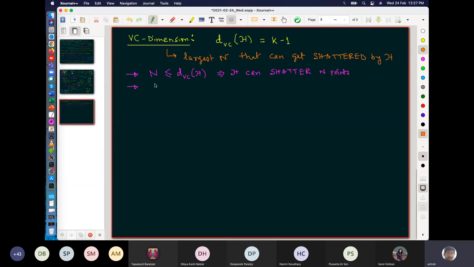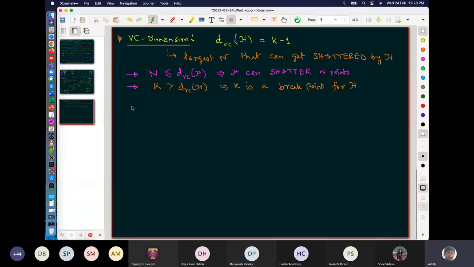And the second condition says that if k is greater than d_VC of H, then obviously k is a breakpoint for H. Now you might argue that if there is a notion of breakpoint, what does it help to introduce another such kind of a thing?